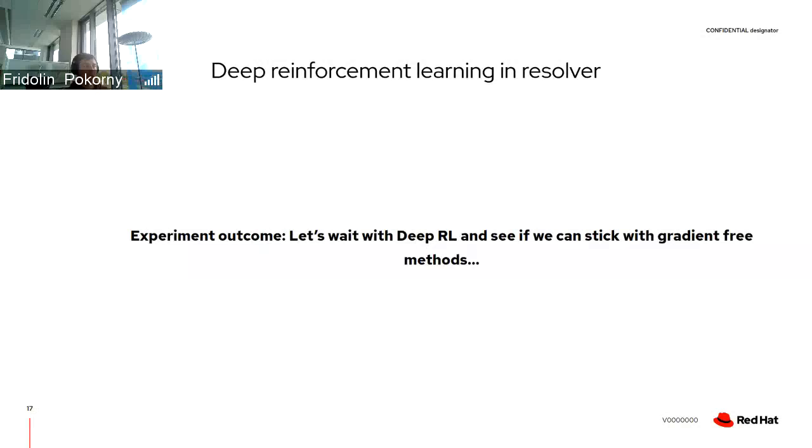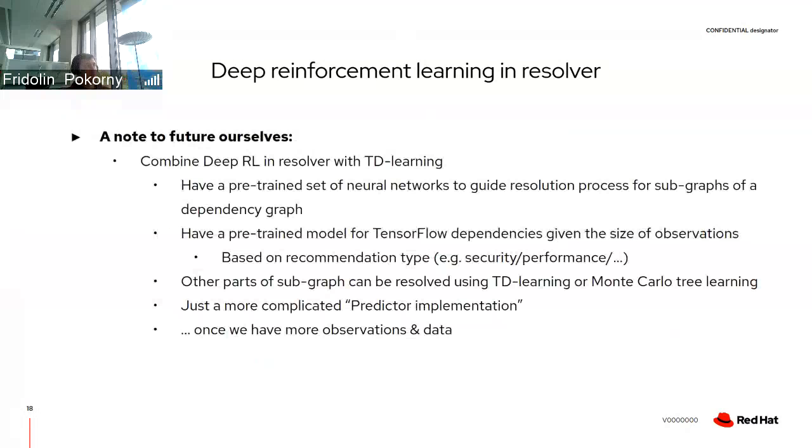So the outcome now is let's wait with deep reinforcement learning and let's stick with gradient-free methods. But for future ourselves, let's put some notes. Here, an interesting idea could be combining deep reinforcement learning with TD learning or Monte Carlo tree learning, where we would pre-train neural networks for certain subgraphs of dependency graphs.